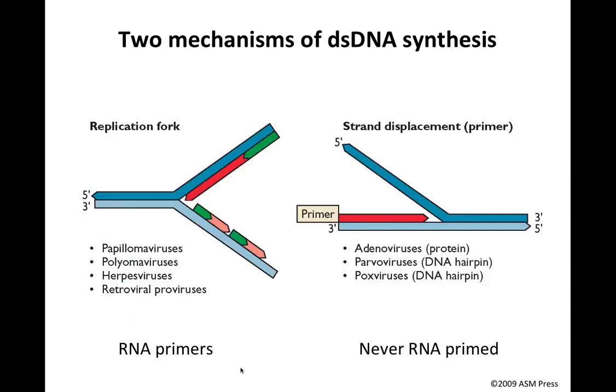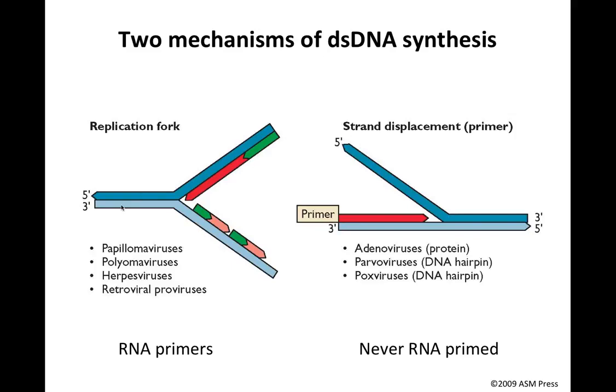Despite this diversity in topology, there are only 2 ways that DNA is synthesized. There are 2 general mechanisms, and these involve either a replication fork or strand displacement. Let's start with the replication fork on the left.